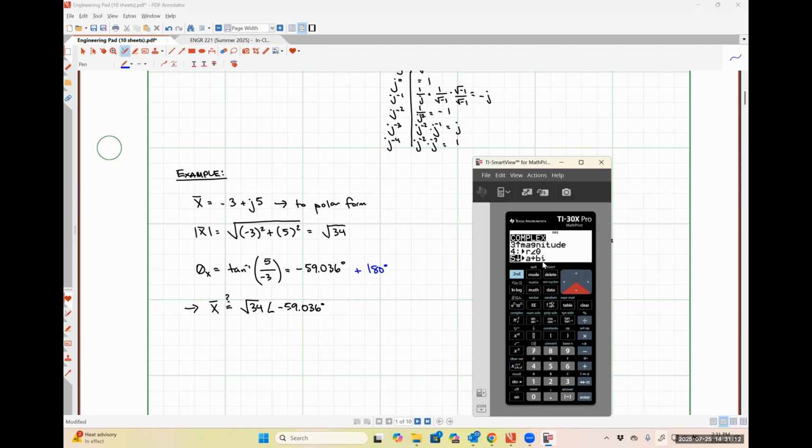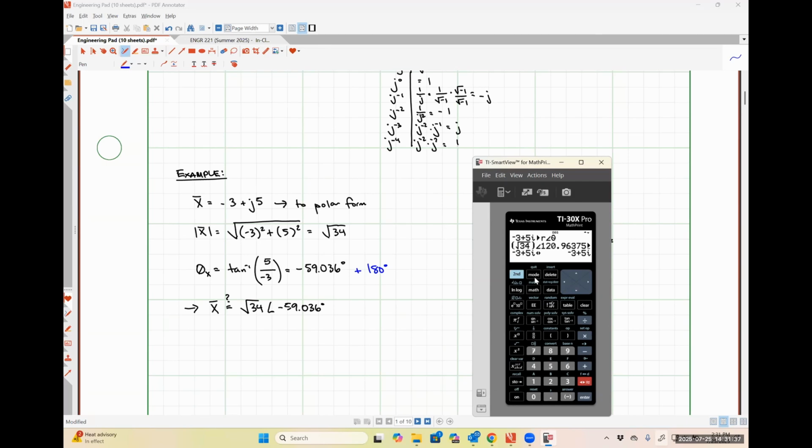Trevor asked, is there a reason why his calculator gives him a decimal and not a square root? So if I clear this and I press this button right here, let me do something else really quickly.